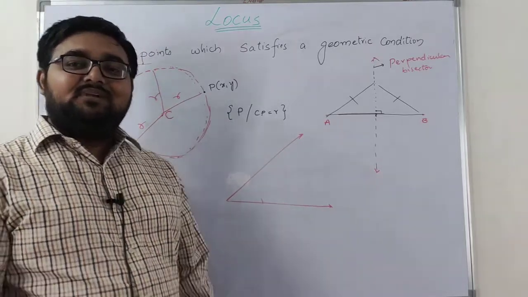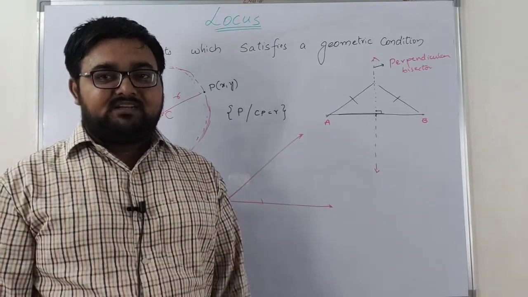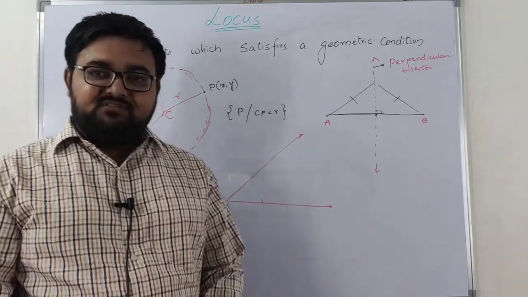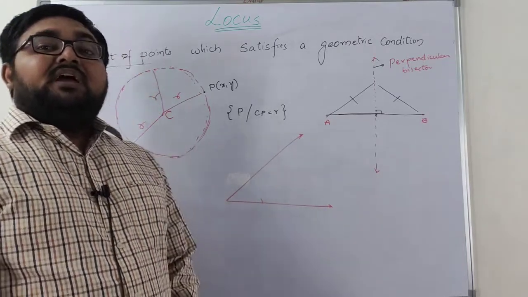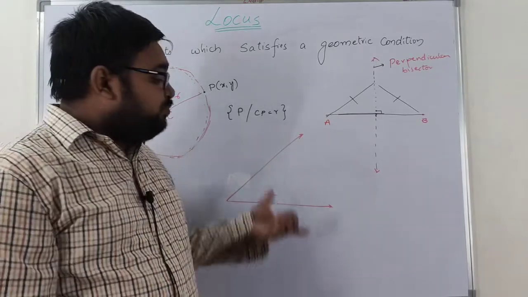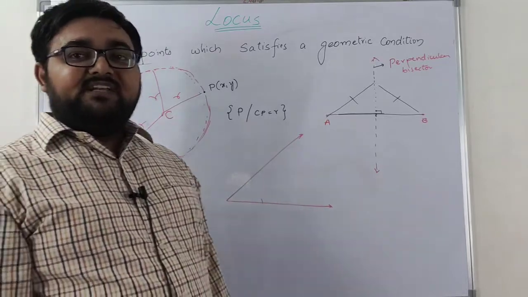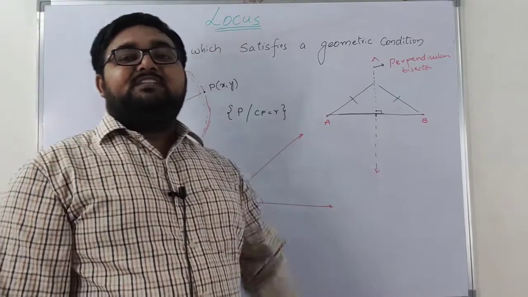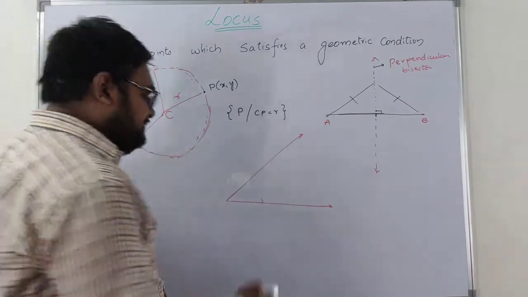Angular bisector is, if this angle is split into 2 equal parts, then we say that it is an angular bisector, but it is not the actual definition. The actual definition of angular bisector is the set of points which are equidistant from both the arms. So from both the arms, if you consider the set of points, then those set of points form an angular bisector. Now let us see that.